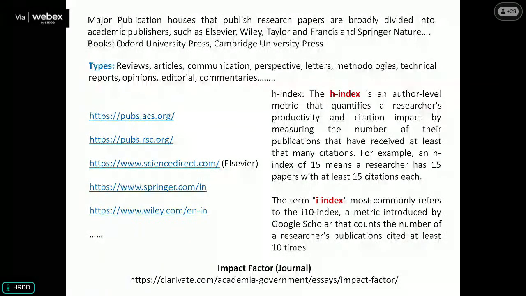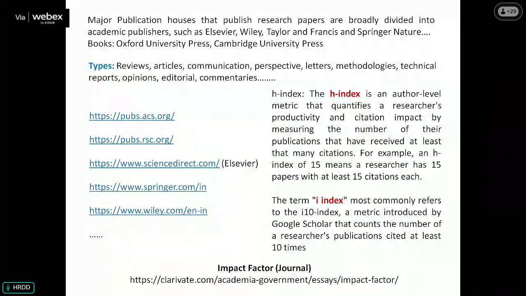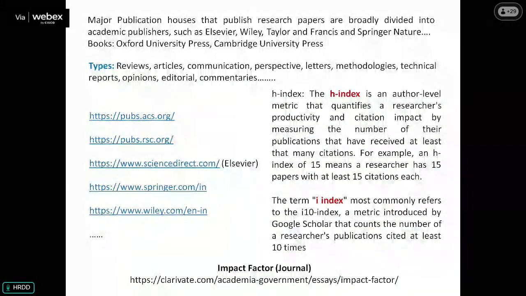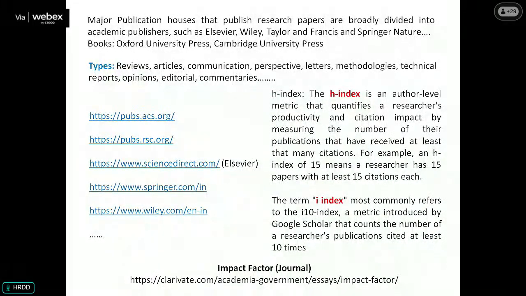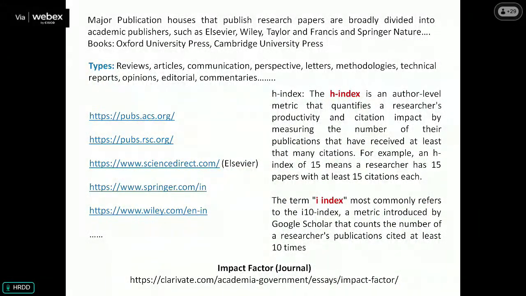For chemistry, there are the American Chemical Society and the Royal Society of Chemistry. These are the two respectable societies. They publish, they have their own publishing house. So you can refer to these two as well. So American Chemical Society, Royal Society of Chemistry. This is specific for chemistry. And each journal in these categories, all these are major publishing houses. There are others as well, such as Taylor and Francis and others.